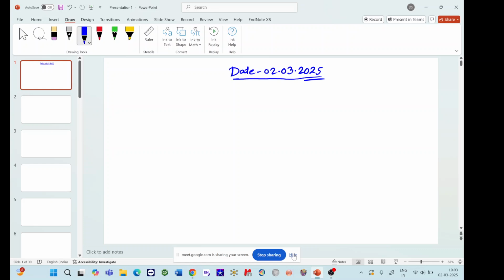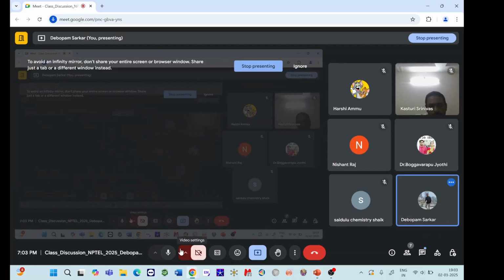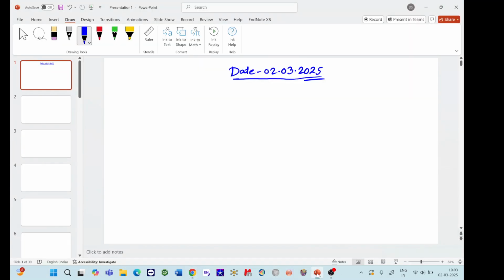Can you see my screen? Can anyone please respond? The screen is visible. Can you see the screen? I think so. Okay, we can start.